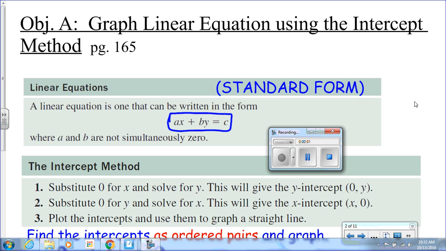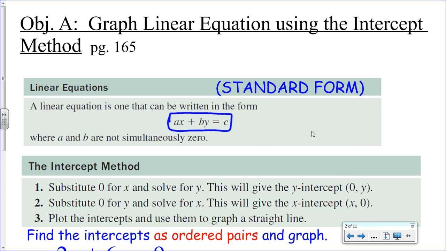Okay, so for 2-2, this is where we got started. We just talked about this yesterday. Standard form of a linear equation. A standard form of a linear equation is ax plus by equals c.